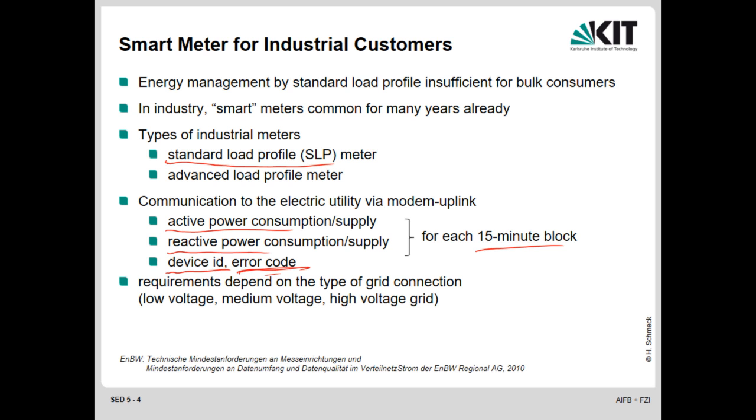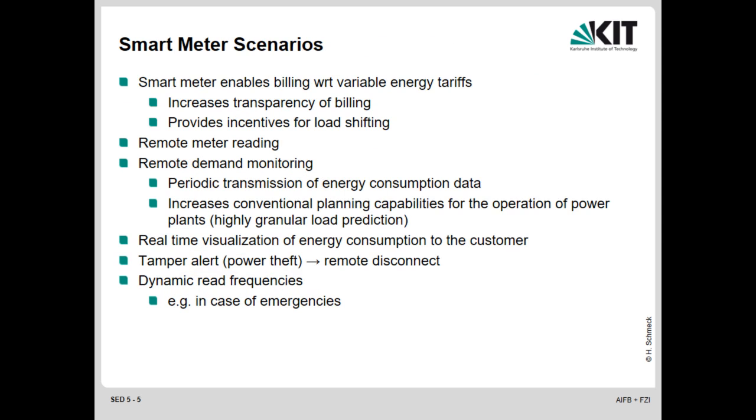Or if there's no measurement or things like that. And the requirements on those smart meters are different in the different voltage levels. So this is the industrial case. I don't want to go that much into the industrial case. I will show you in a moment the other scenarios, what kind of data is sent from smart meters in a household. So what are the advantages if you have smart meters?